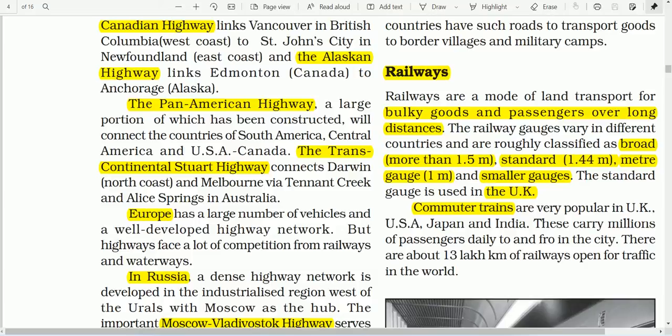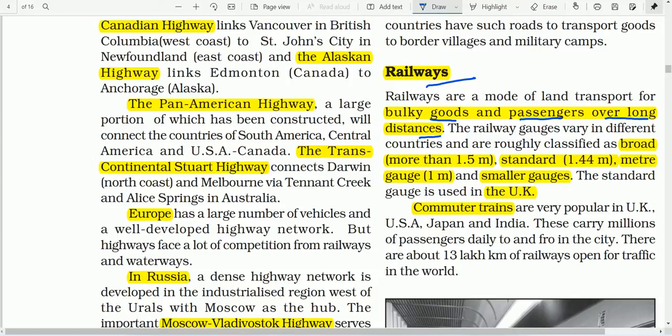Okay, here, railways. We have two major modes of land transport. The first one is roads, another one is railways. Now, let us read. Railways are a mode of land transport for bulky goods and passengers over long distances. So this is the advantage of railways. This is the principal mode of transport for heavy and bulky goods and passengers over long distances.